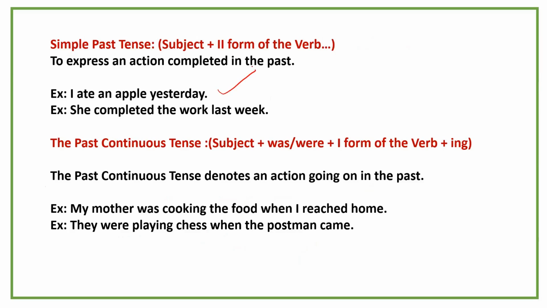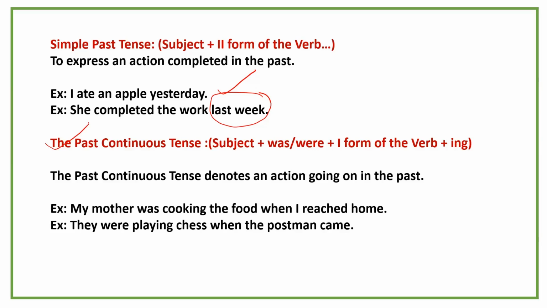The next tense is simple past, which we use to express an action completed in the past. Example, I ate an apple yesterday. This is a long completed action. She completed the work last week. Once again, I want to repeat, the difference between simple past and present perfect. We use simple past for long completed actions and we will use present perfect for just completed actions.